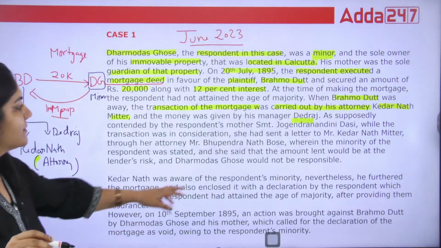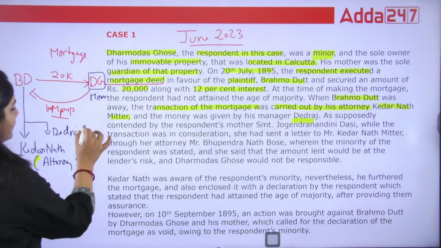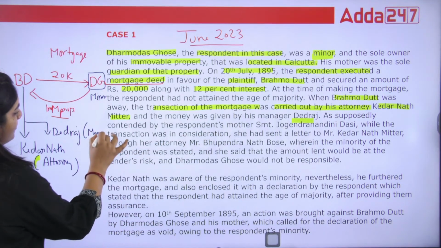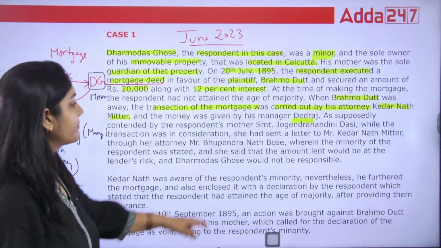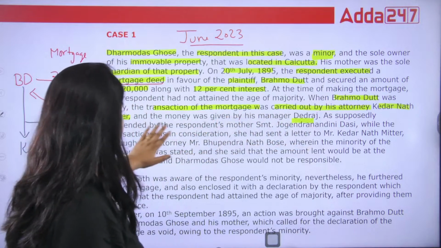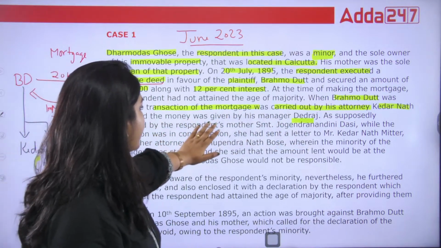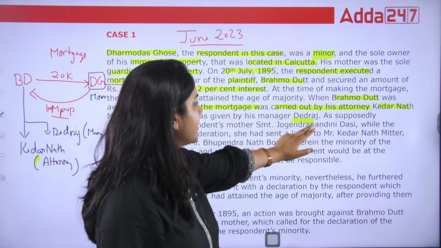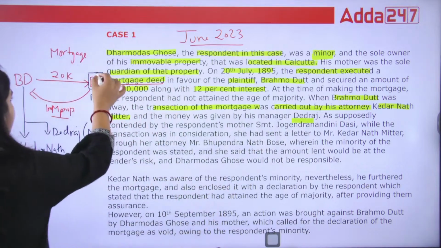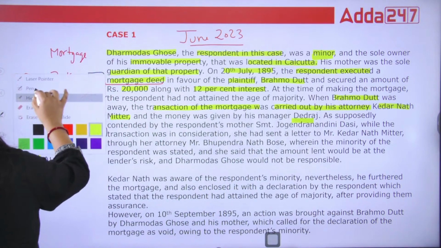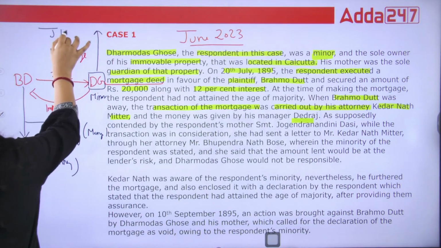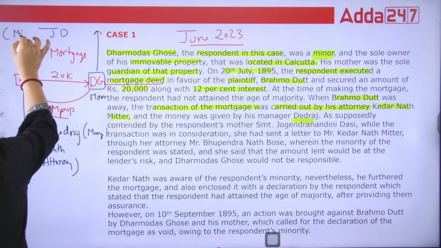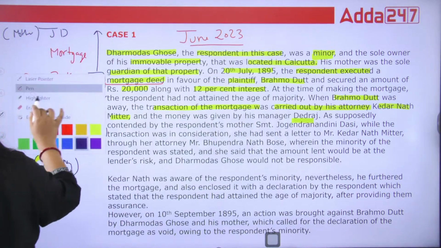And who is Dedraj? Manager. Dedraj is the class manager of Brahmodat. Now, as supposedly contended by the respondent's mother, Shripati Joginder Dasi. Her mother's name is Joginder Dasi, the mother of the minor person.